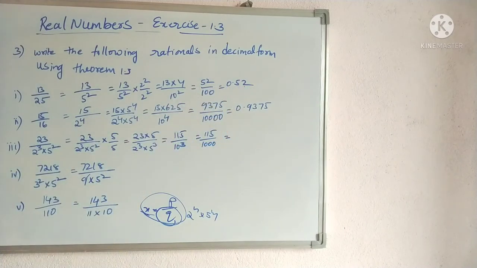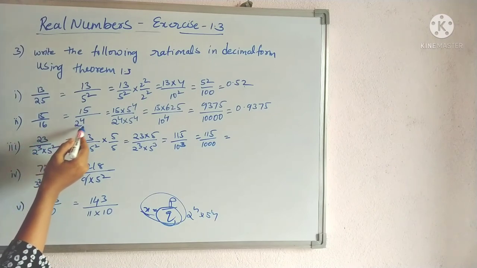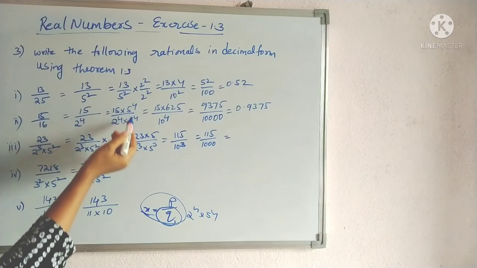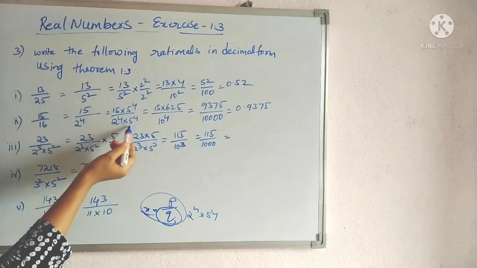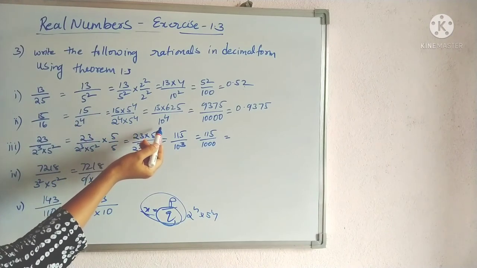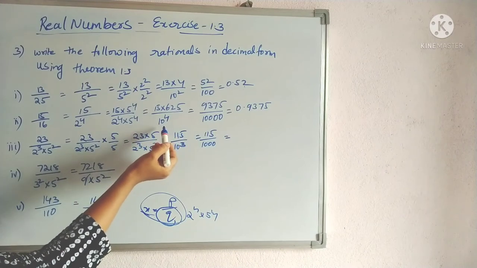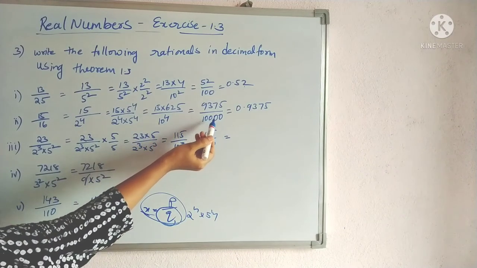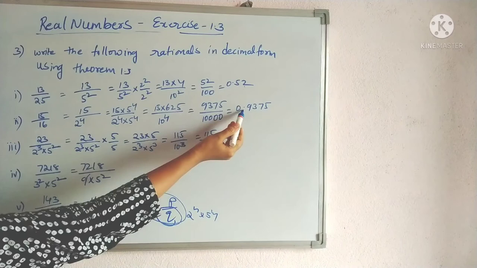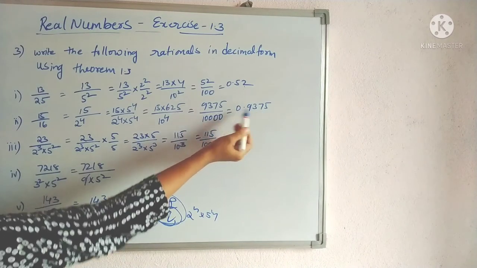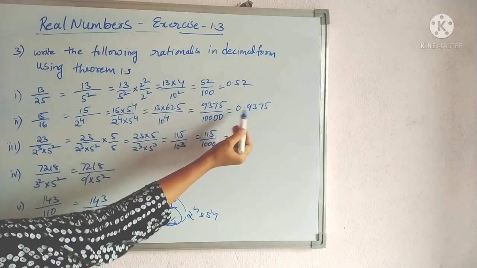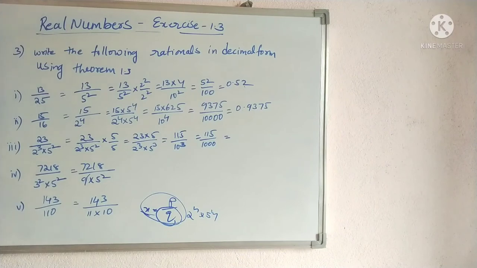And here 16, 2 power 4. Same with 5 power 4, we multiply both numerator and denominator. Here 10 power 4. So 10 power 4 means after 1 we have 4 zeros, so after the decimal point, 4 digits must be there. There are 4. So we wrote that 0.9375.